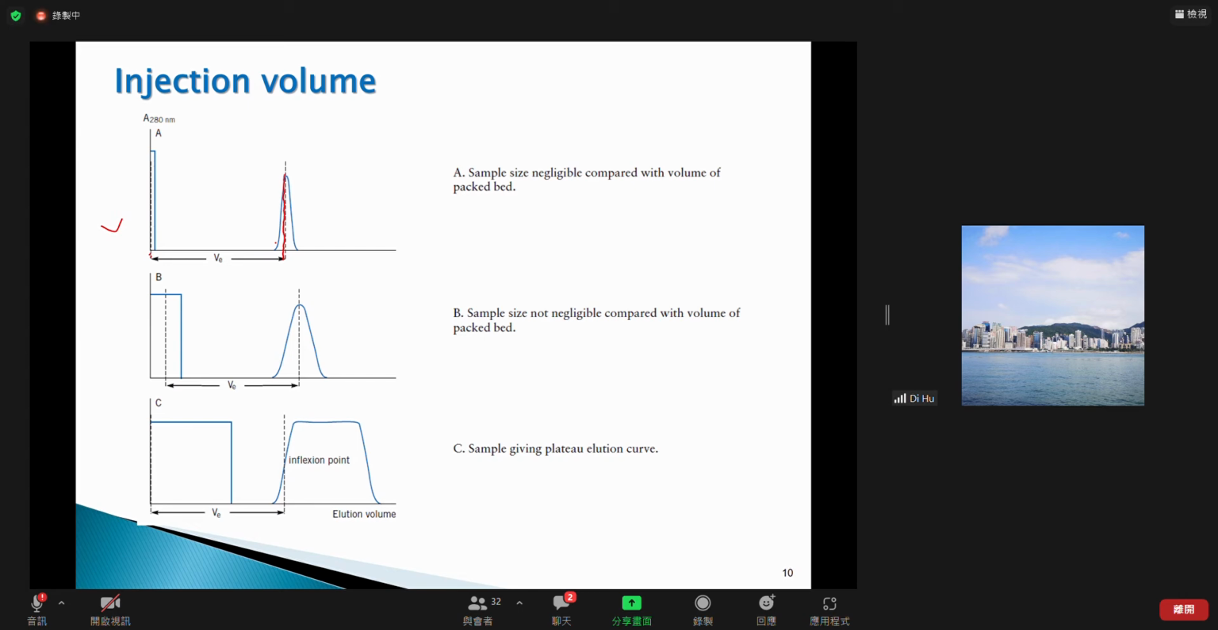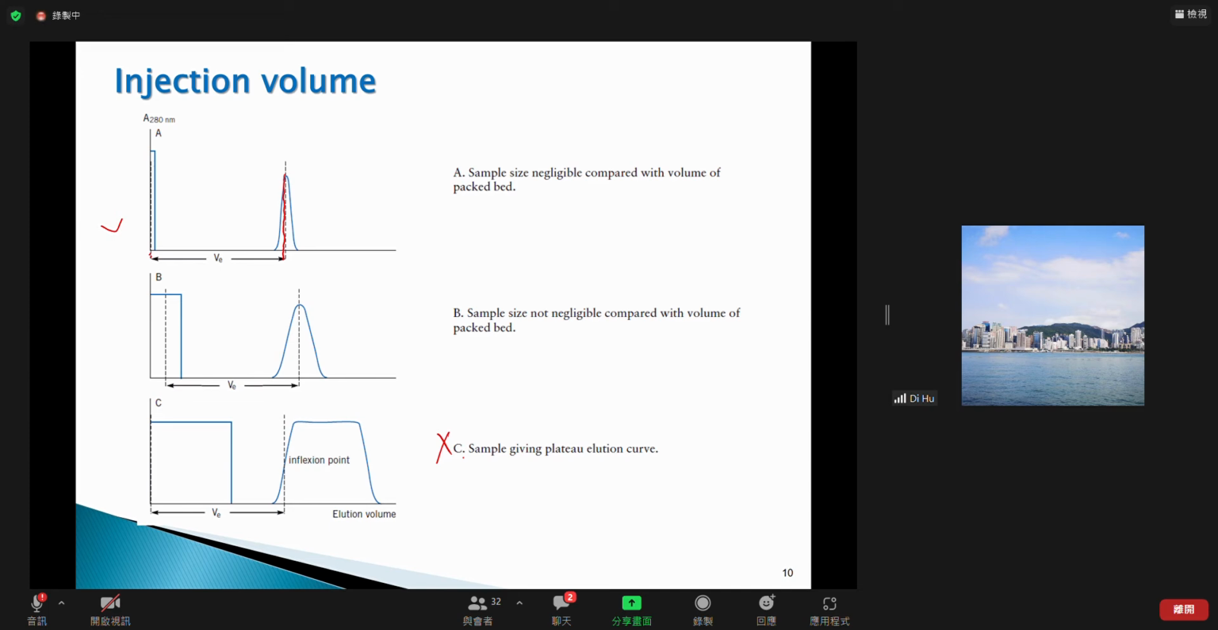So straightforward, right? However, if you somehow inject a sample size that is not negligible compared with the volume, then what you need to do is take the middle point of this injection plateau, this flat one, and then go to the peak maximum. But now you can see the peak becomes wider. And C is not the case we want. So this is too much, right?